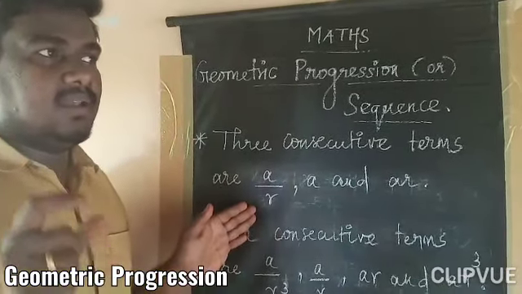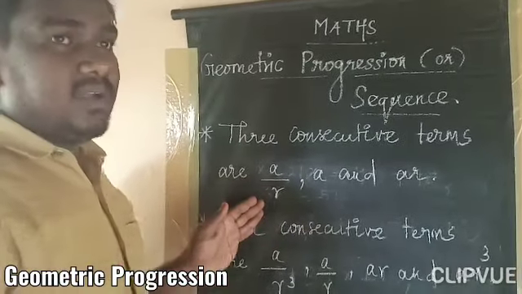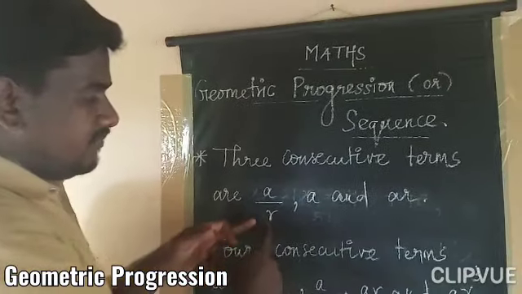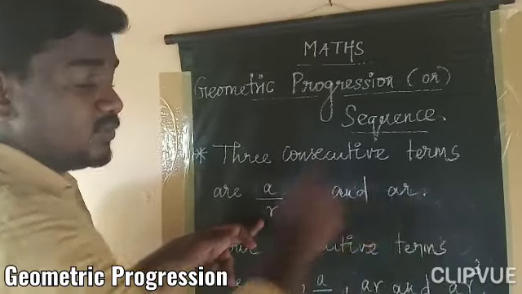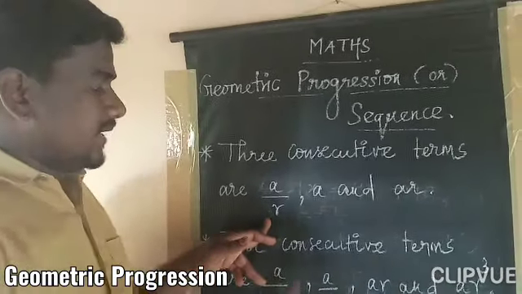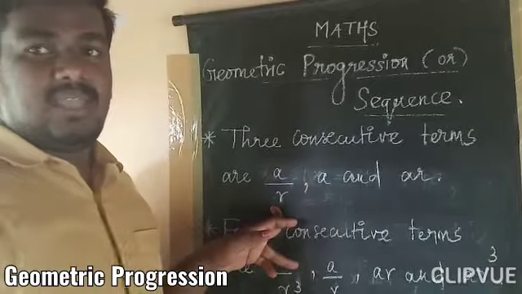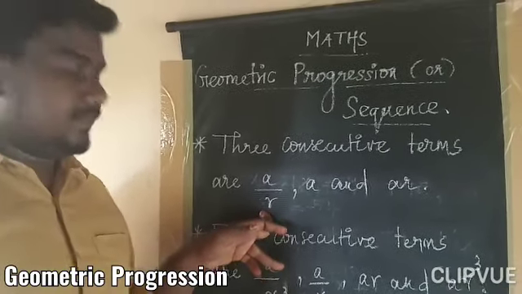In a question, they will give the product of the three consecutive terms. So when we multiply them, this denominator r and this numerator r will be cancelled. Therefore, a into a into a is equal to a cube. So you can get the value of a.